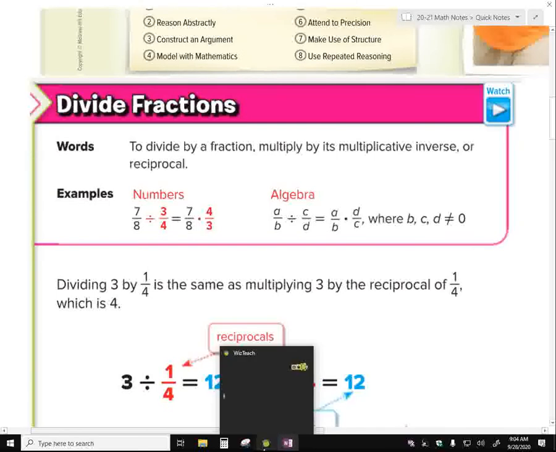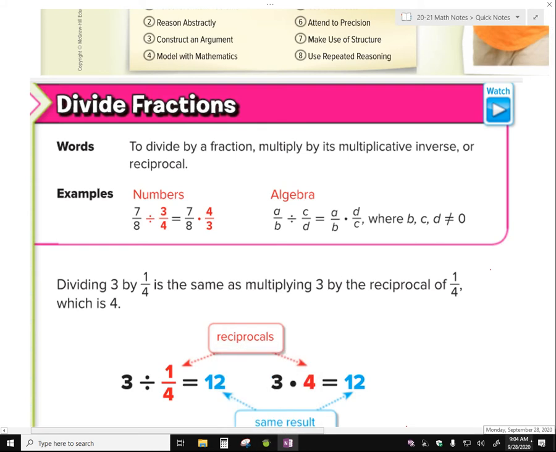Now, to divide fractions, this is something you guys have had already, which means your homework is probably going to go pretty fast. It's just like multiplying fractions. The only difference from 5th or 6th grade math is we have negative numbers in there sometimes. To divide by a fraction, multiply by its multiplicative inverse or reciprocal. You're going to hear me say reciprocal. A reciprocal is just where you have the numerator and denominator switch places.